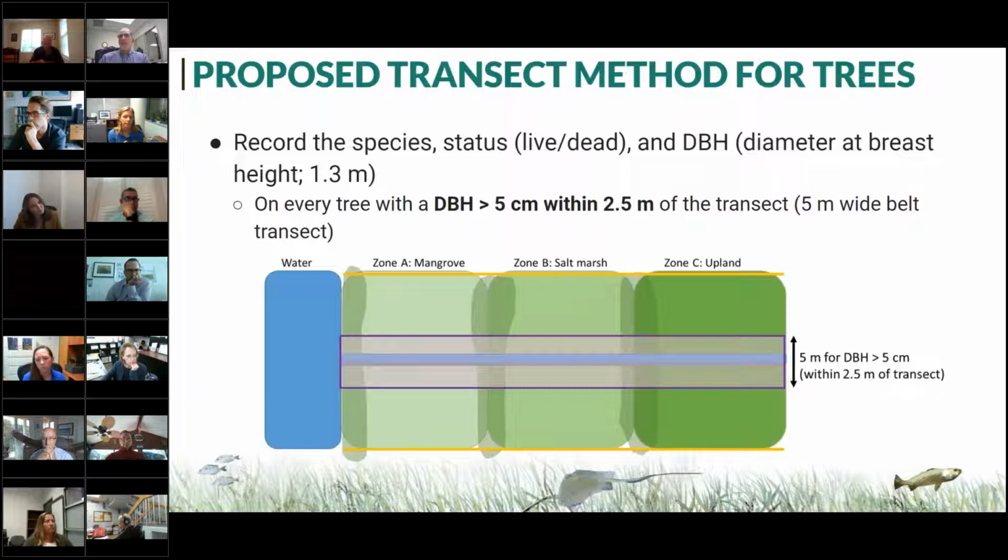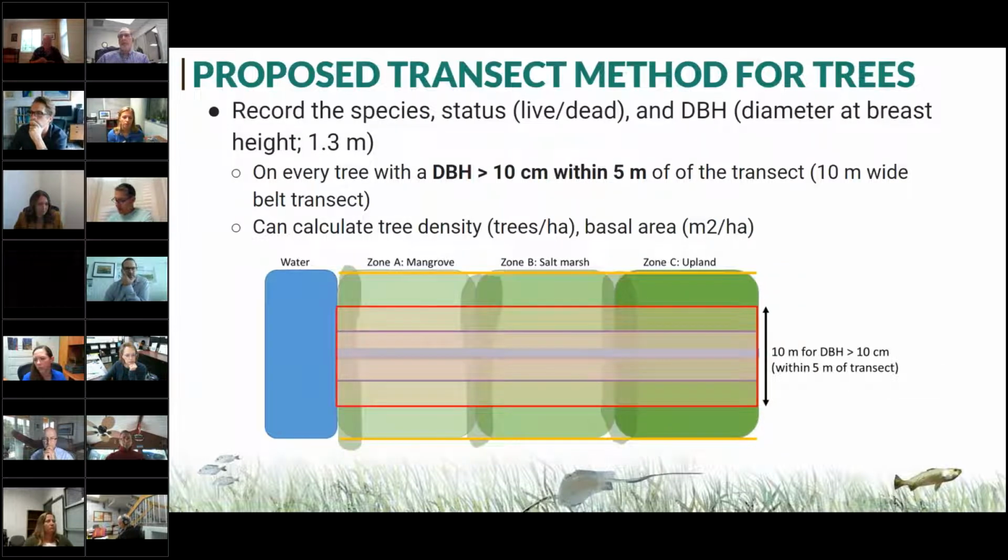And then for the slightly larger trees, trees with a diameter of at least 5 centimeters, we'll measure all trees within 2.5 meters of the transect on either side. So that will be a 5 meter wide belt transect. Next slide. And finally, for the very large trees of a diameter greater than 10 centimeters, I'm proposing that we measure all trees that are within 5 meters on either side of the transect. So that's a 10 meter wide total belt transect.